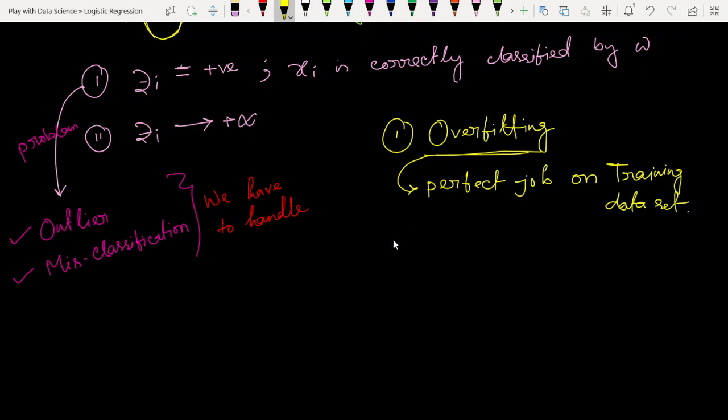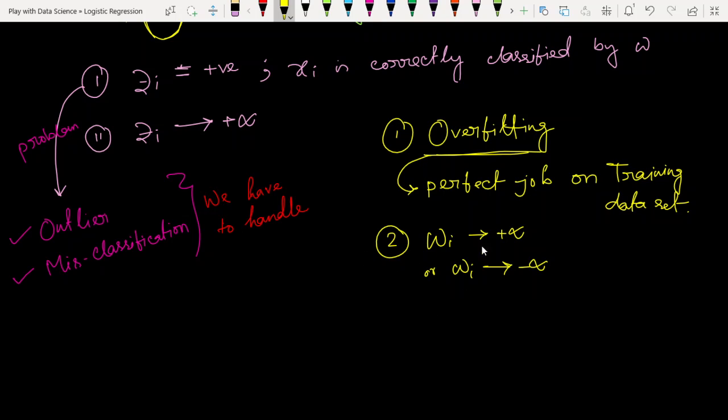This is the problem. Number two is what? Number two, as we see, just write it down. Wi will be plus infinity or wi will be minus infinity. Then only will we come to our optimal problem.